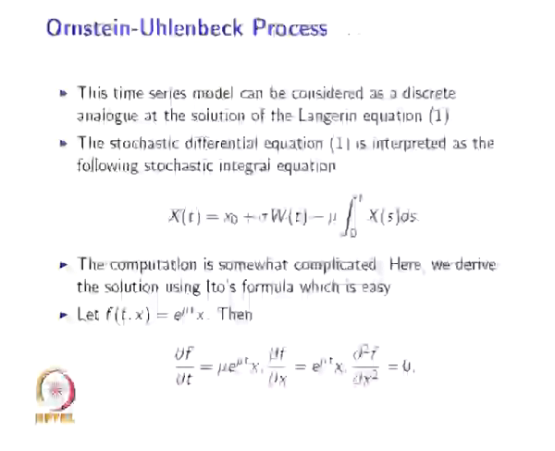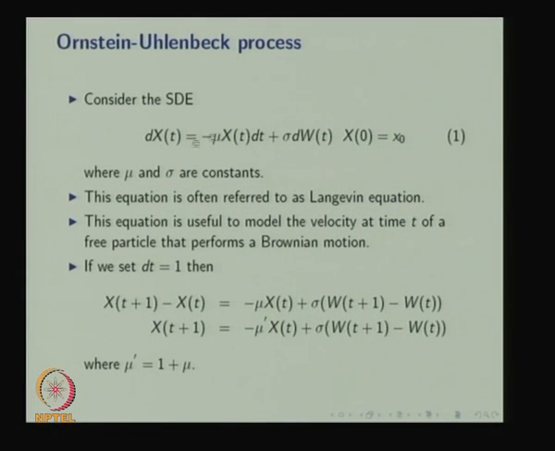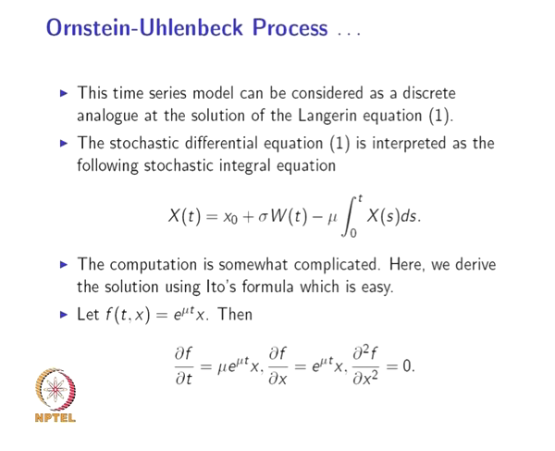And the stochastic differential equation can be interpreted with the integral equation also, because dXt is equal to minus mu times Xt dt plus sigma times dWt. Therefore, you can write this as Xt is equal to X at 0 plus sigma times Wt minus mu times the integral from 0 to t of X(s) ds. X(t) is unknown, therefore this is an integral equation. It is very difficult to get the solution, but here we are using the Ito formula, which makes it easy to get the solution.